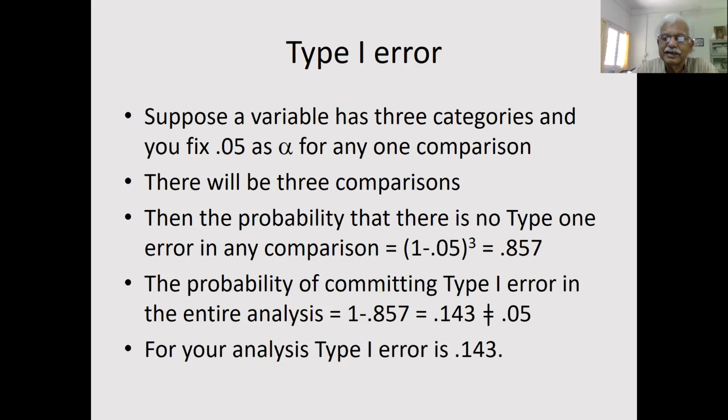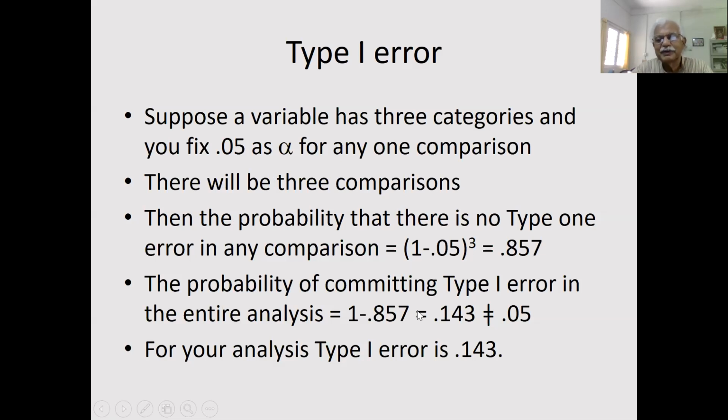and you can calculate what that should be. Suppose that value is x, and you are trying to achieve 0.05 at the entire analysis level, then 1 minus 0.05, this should be 1 minus x raised to power 3, 1 minus of that. So that can be calculated.